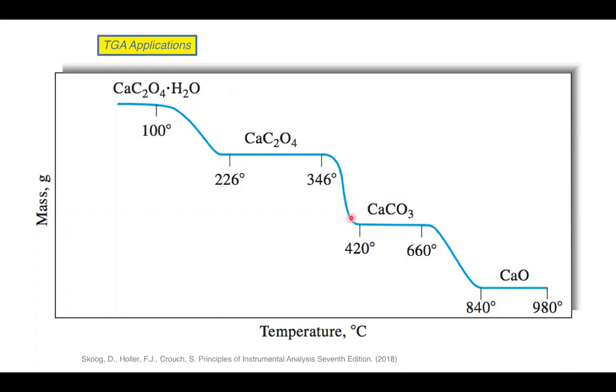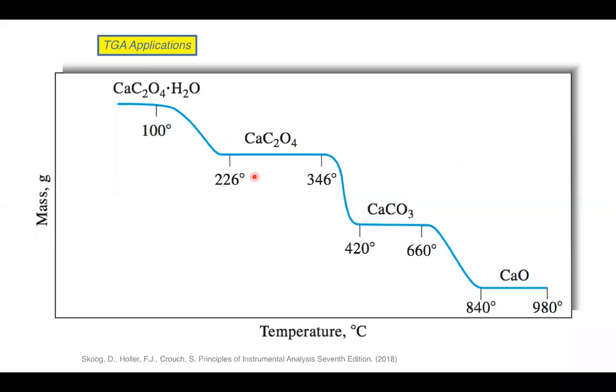What we see is that we lose a molecule of carbon monoxide. If we look at the formulas for the two compounds, we have here calcium, 2 carbons and 4 oxygens, and here we have calcium, 1 carbon and 3 oxygens. So we're missing a carbon and an oxygen. What's happened here is we've volatilized 1 carbon monoxide molecule at this temperature.